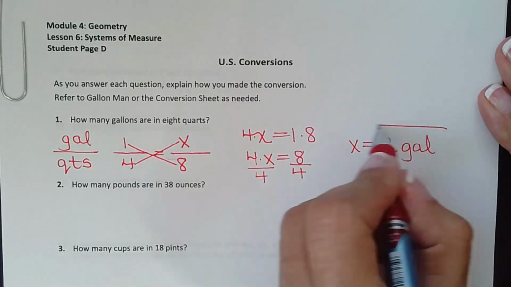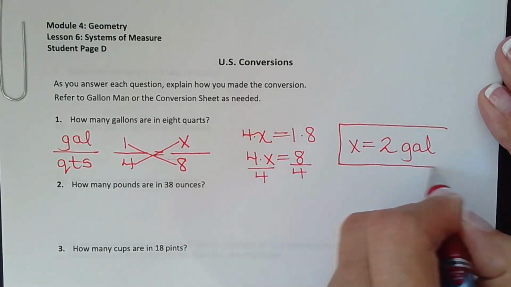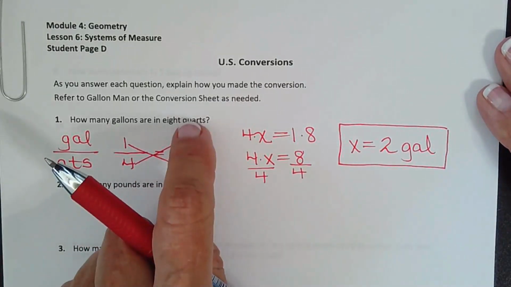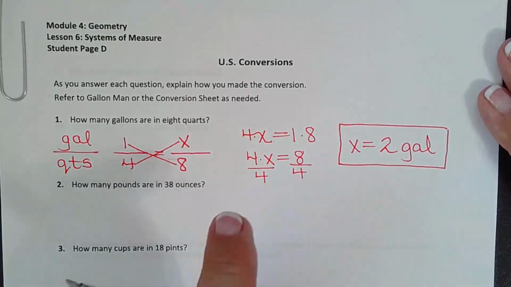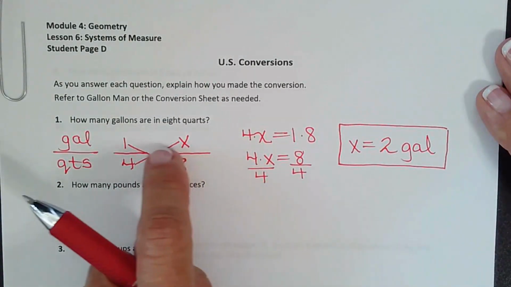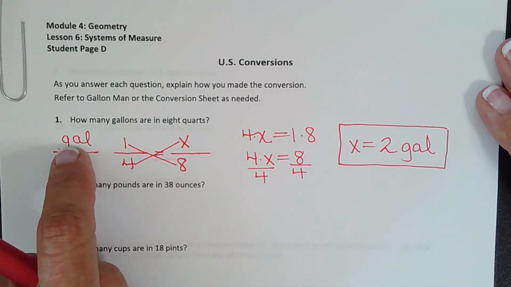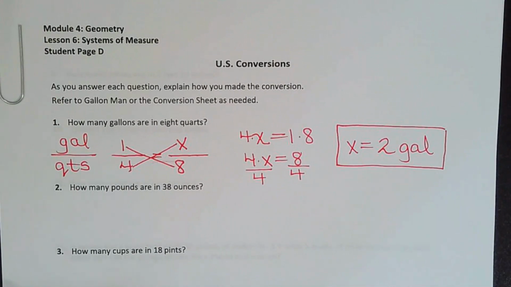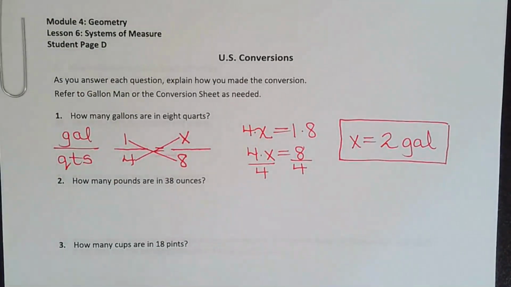So that's why I like proportions, because everything's set up the same. Gallons over quarts, gallons over quarts. And at the end, I don't have to reread my problem. I can just look where x is, and wherever it is, that's the label on my answer. So that's how most of our conversions in this section are going to be.